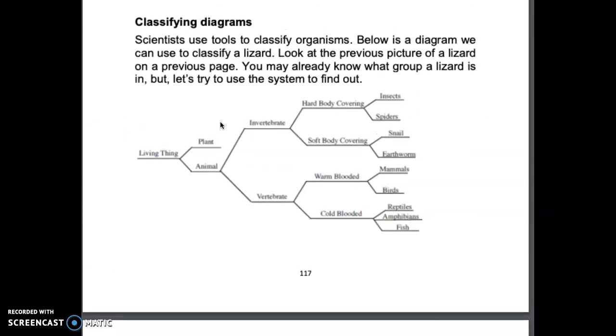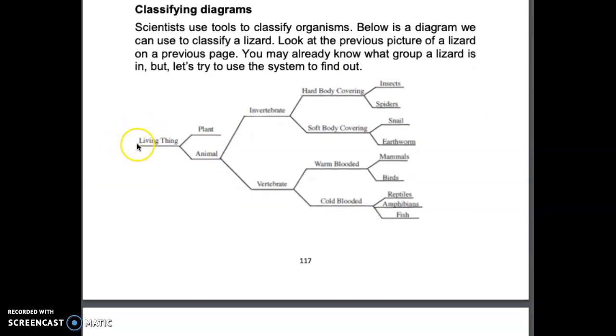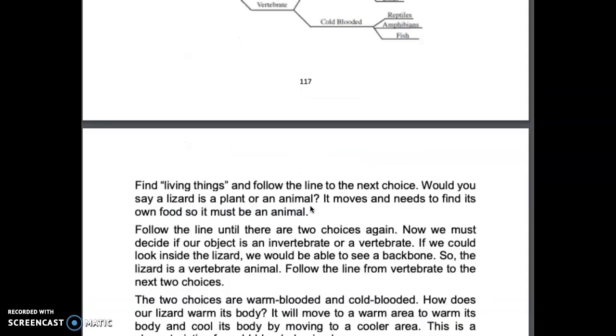Okay, so we go back up to our diagram. We know that the lizard is an animal. We know that a lizard has a backbone, so it's a vertebrate, so we're going to go down. Okay, now we have another two choices. Are we going to go up or down? Is this lizard warm-blooded or cold-blooded? Go ahead and answer that to yourself. Let's find out.